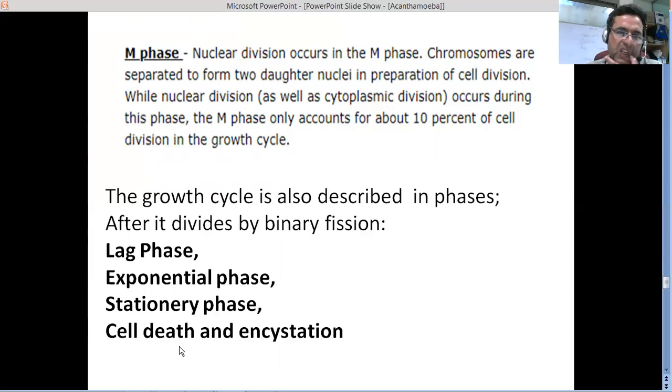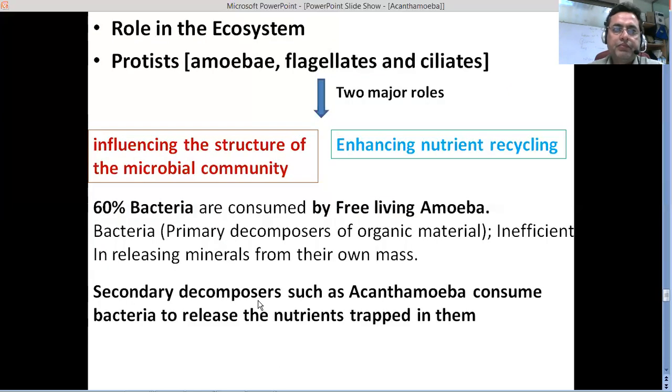So cell death and encystation take place at the end when conditions become adverse for the parasite to survive. So that's why it would undergo encystation, just like the cyst formation that we discussed in the last lectures. That's why cyst formation would take place in case of these amoebas.